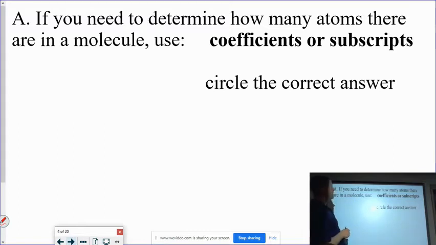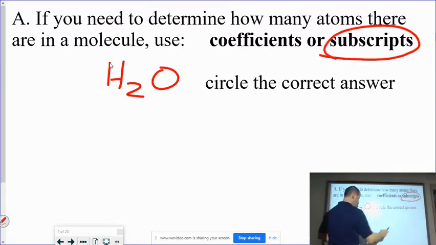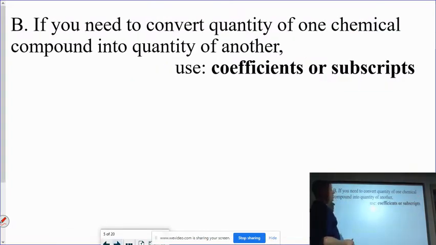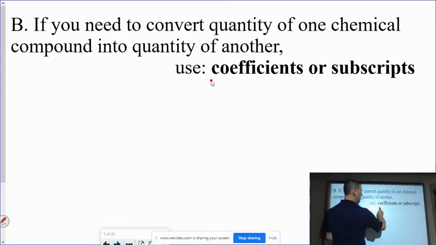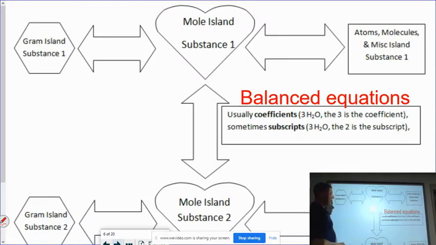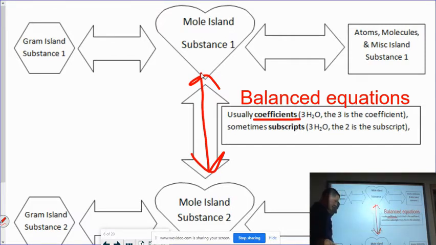If you need to determine how many atoms there are in a molecule, you would try to answer this on your own. So if you're trying to find out how many atoms of hydrogen there are in H2O, you would use subscripts. And if you need to convert the quantity of one chemical into the quantity of another chemical, that means you'd have to use the balanced equation. You would be using the coefficients. So again, we are going to be going from Mole Island to Mole Island, and we're going to be using the coefficients to be able to do that, so our balanced equations.